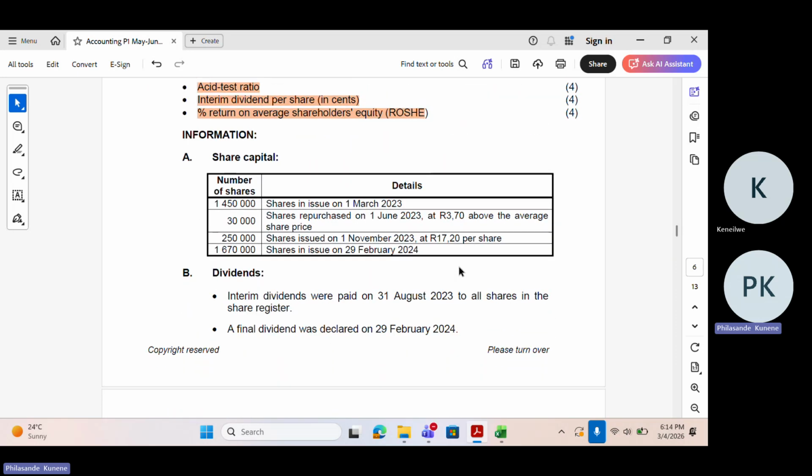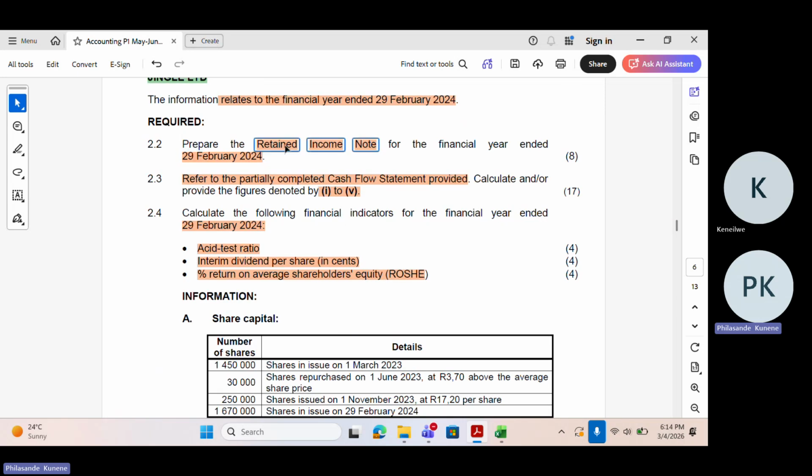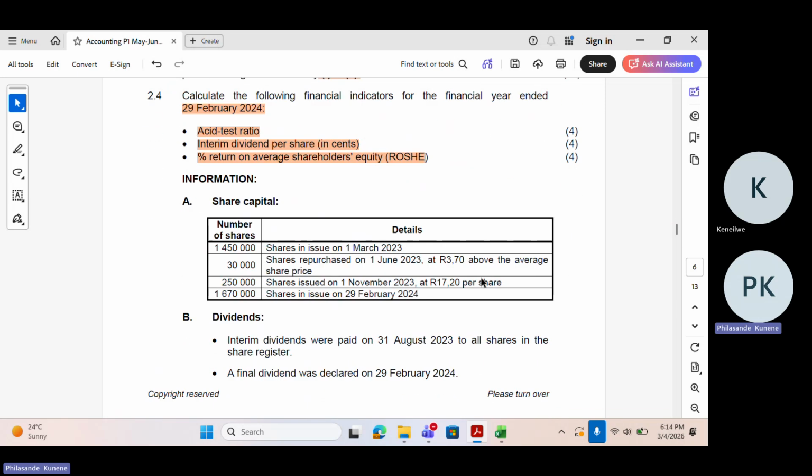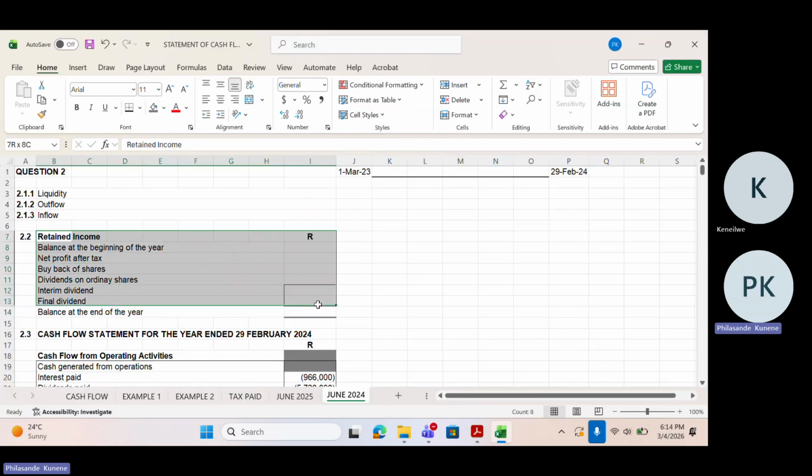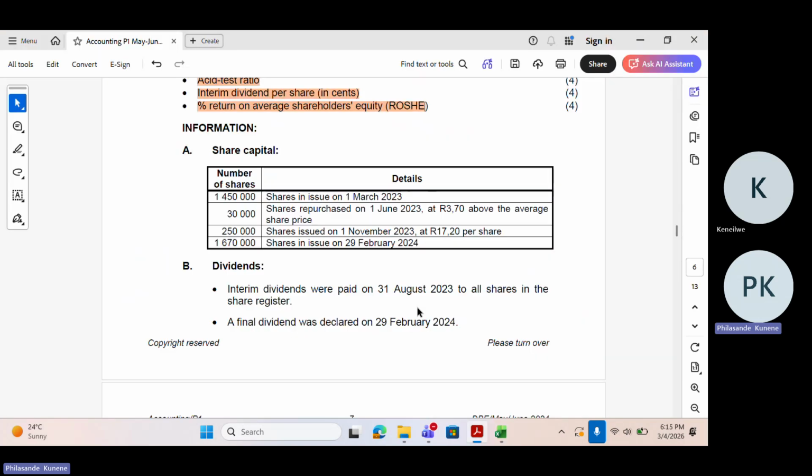So looking at the information now that is provided to us, we're going to start by doing a retained income note first. Here I have a spreadsheet where we're going to do our retained income note, which has balance at the beginning of the year, net profit after tax, buyback of shares, dividends on ordinary shares, interim dividends, final dividends, and then balance at the end of the year. This is just a normal format that we should know.